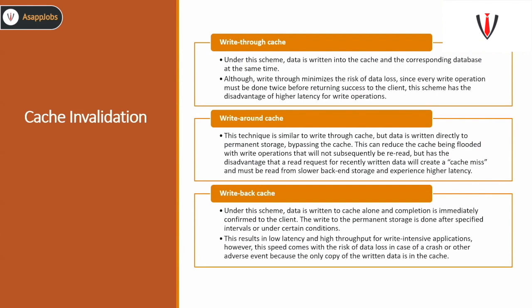So probably it's a good trade-off where you're not writing at two places, you're just directly putting it into the storage. First read is not so good, but eventual reads are. So that is the write around cache.